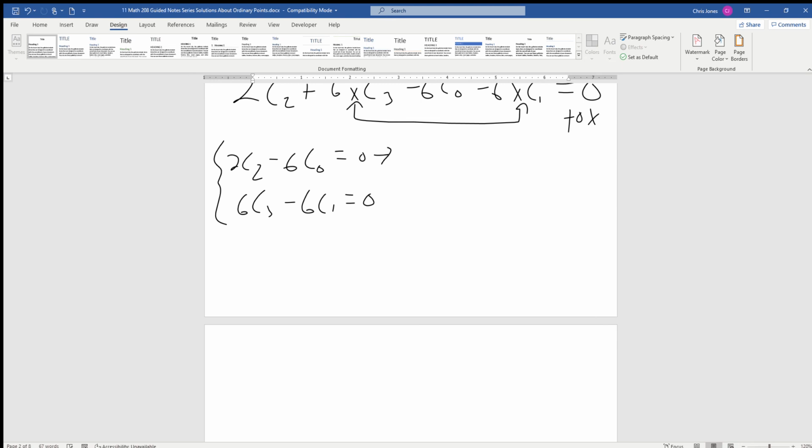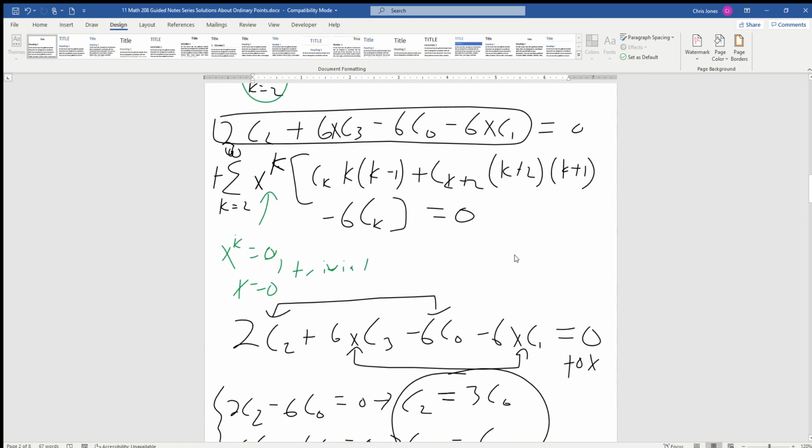So what's going to happen is if we solve this for, let's just say c2, notice that c2 is going to be equal to 3c0, just by adding 6c0 to the other side and dividing by 2. And then even better, c3 is equal to c1. So let's hold on to these. They're going to be important. And then the last thing we're going to do in this video is get the generating function.